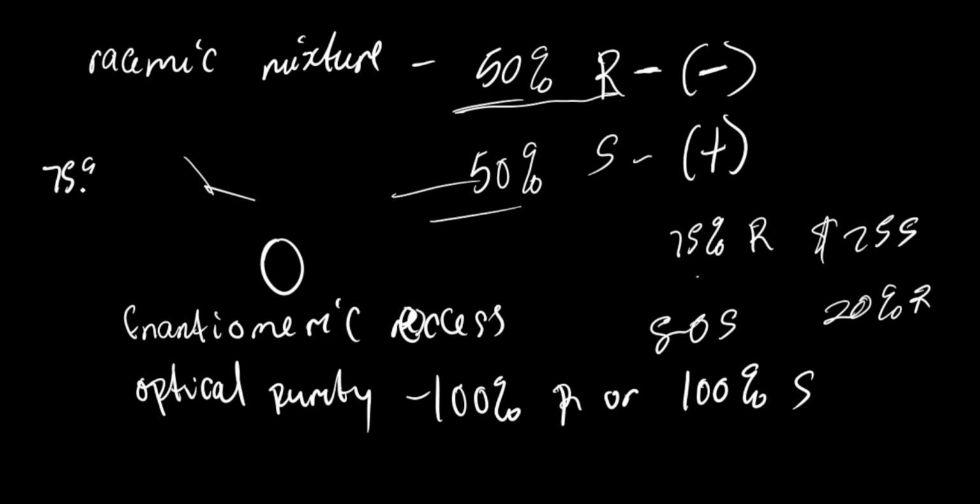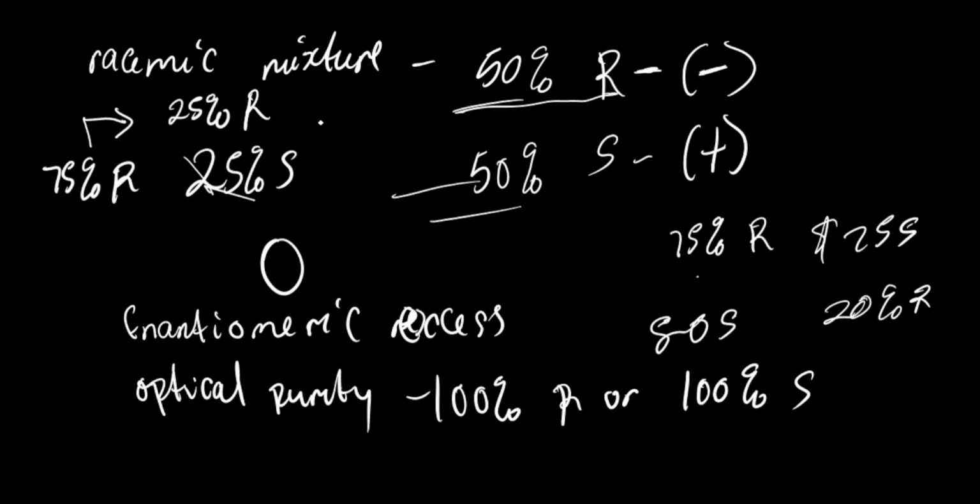Okay, so take for instance, here we have 75% R and 25% S. Now obviously we have more R than we have S. Okay, so 25% S. Now 25% R is able to cancel out 25% S. However, we have an excess of 50% R. So the enantiomeric excess of such a mixture would be 50%.